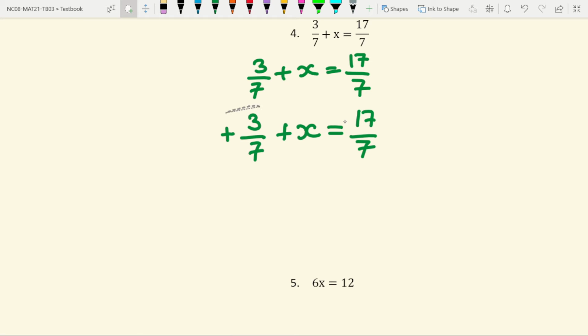And because this is a known term, we have to shift it to RHS. So we have to bring 3 by 7 to RHS. Instead of writing it in LHS, we will bring it to RHS. And while bringing, we know that we have to change the symbol. So instead of writing plus, we will write minus. So it has become minus 3 by 7.